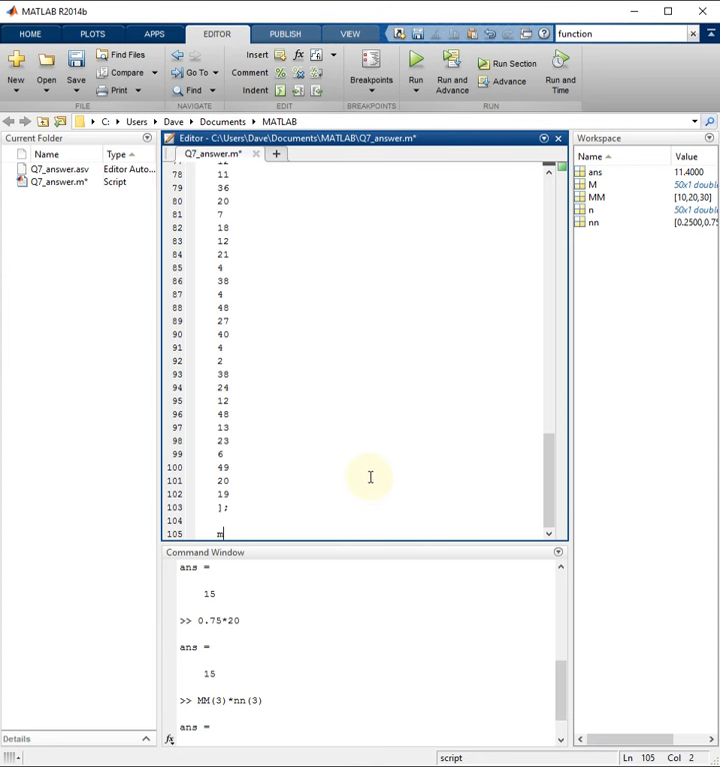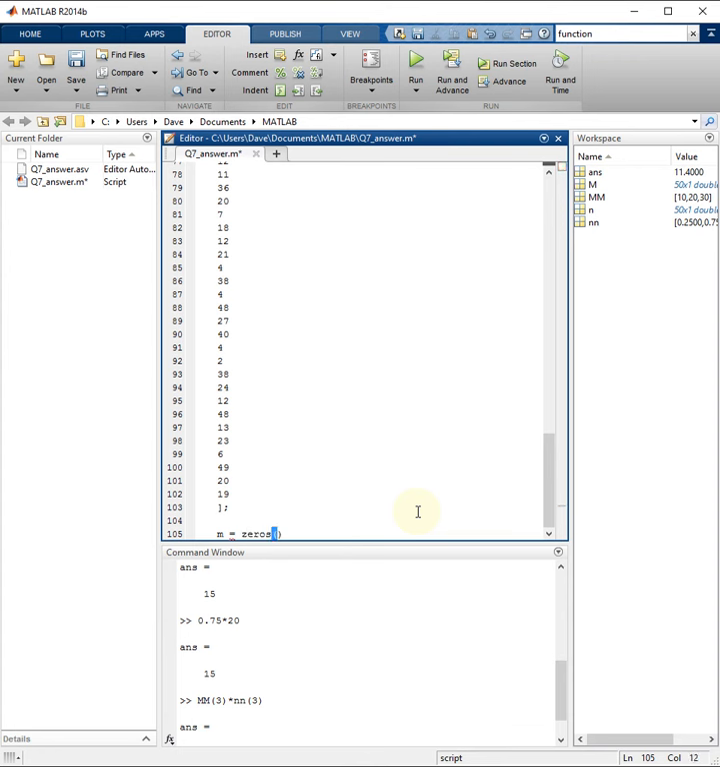Small m represents the mass flow rate of the components in my 50 component stream. It's going to be a variable, and let's make space for 50 components. So let me write zeros. Zeros is a function where I can make a matrix just full of zeros, and it's going to be 50 by 1.